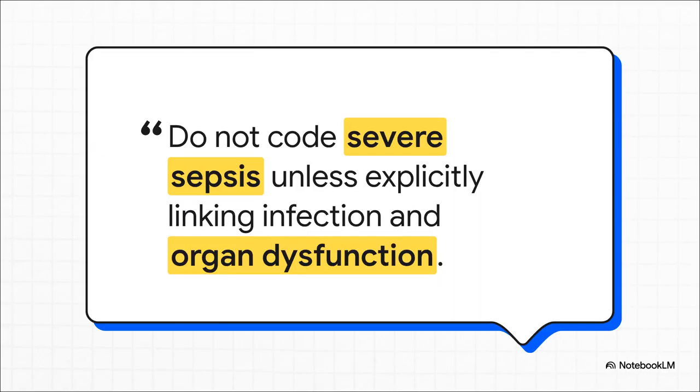I really need you to burn this golden rule into your memory. Do not code a severe sepsis unless the provider explicitly links the infection to the organ dysfunction. Seriously, if the chart says sepsis on page 1 and then mentions acute kidney injury on page 5, but never actually says the kidney injury is due to the sepsis, you absolutely cannot code severe sepsis. Missing that clinical linkage is honestly one of the most common reasons auditors downgrade MSDRGs and claw back money.